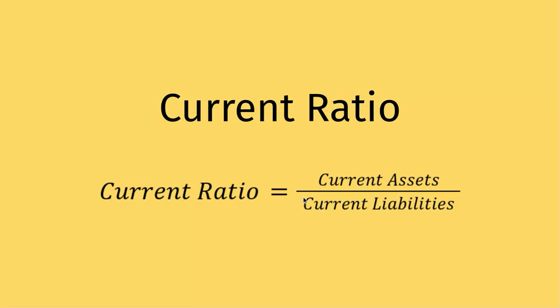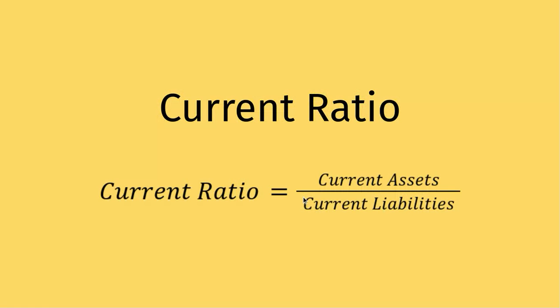Following that, we will be talking about the current ratio. Current ratio is the ratio of the current assets to the current liabilities. It is calculated by dividing the current assets by the current liabilities of the company. Current assets is the total value of the assets that the company would be able to liquidate in the next 1 year, which means convert into cash in the next 1 year.